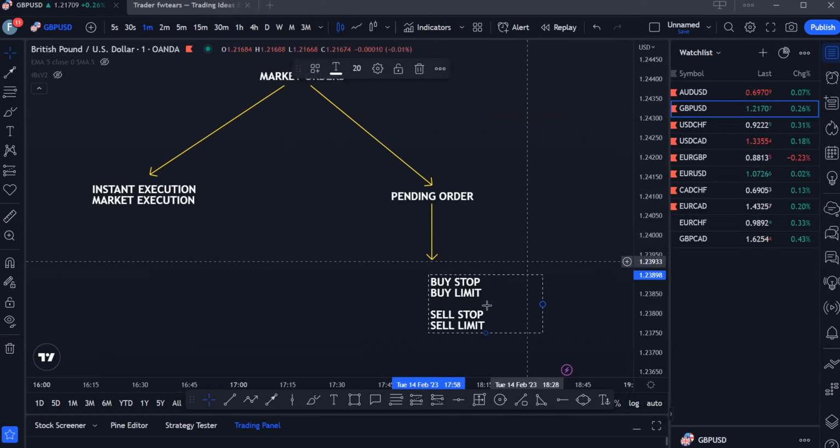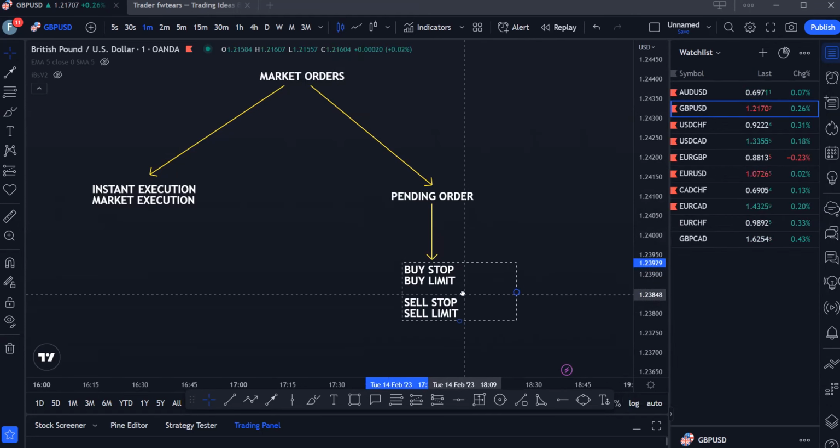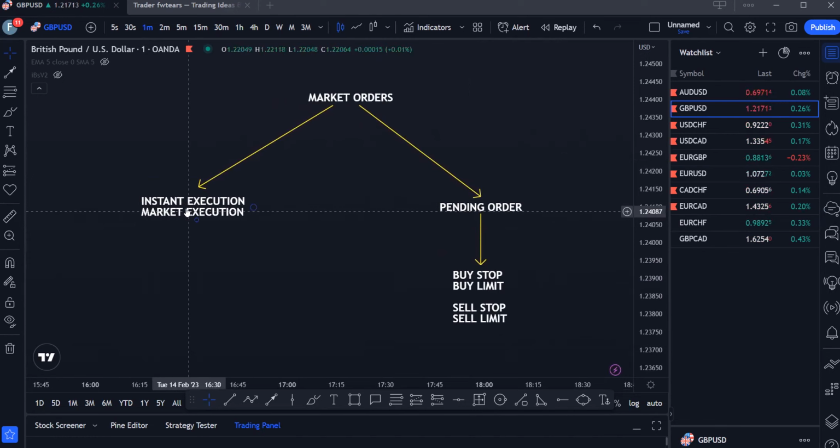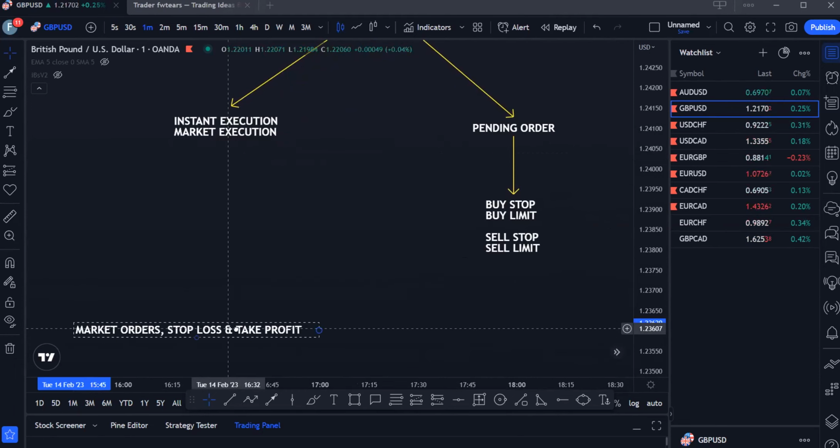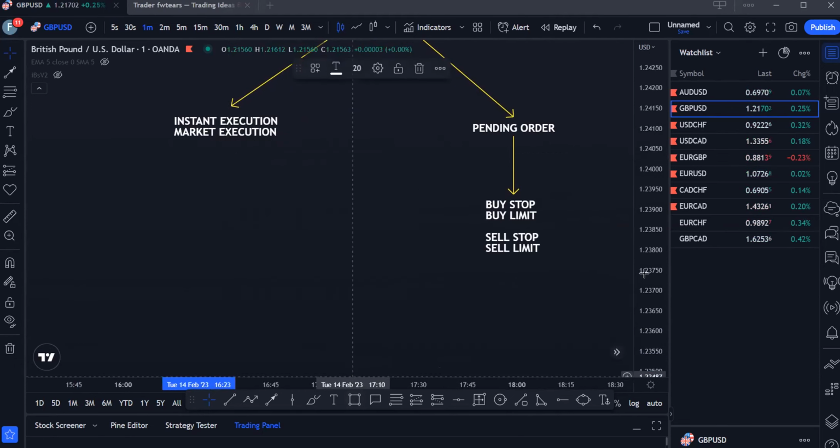Okay, I want to explain everything first, and then we'll go into practicals, and then we'll see how these things play out. So we only have one type of instant execution, where instantly you are put into the market at the current market price. For pending orders, there are four different ways by which you can enter the market.